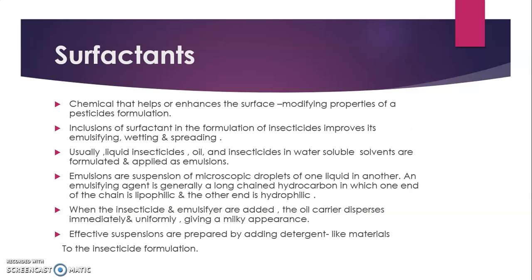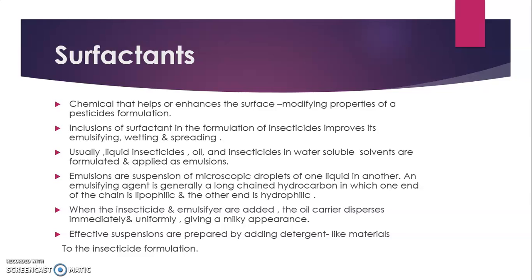Now we are going to discuss the surfactants. A surfactant is a chemical that helps or enhances the surface modifying property of a pesticide formulation. Inclusion of surfactants in the formulation of insecticide improves its emulsifying, wetting, and spreading. Usually, liquid insecticide, oil, and insecticide in water-soluble solvents are formulated and applied as emulsions. Emulsions are suspensions of microscopic droplets of one liquid in another.